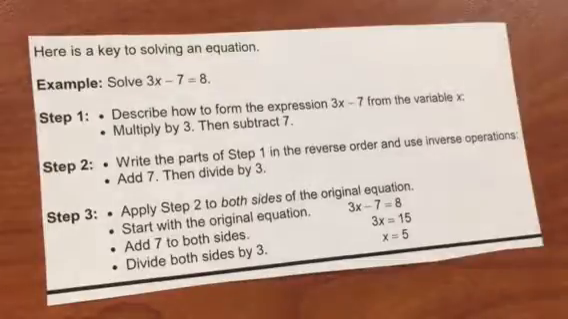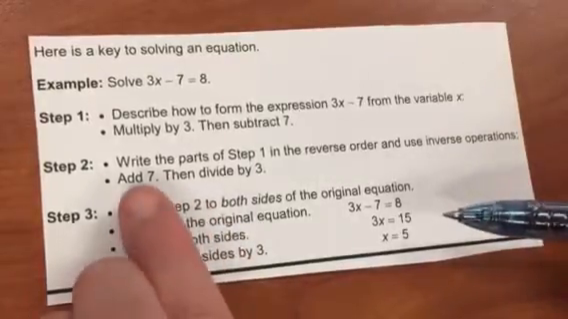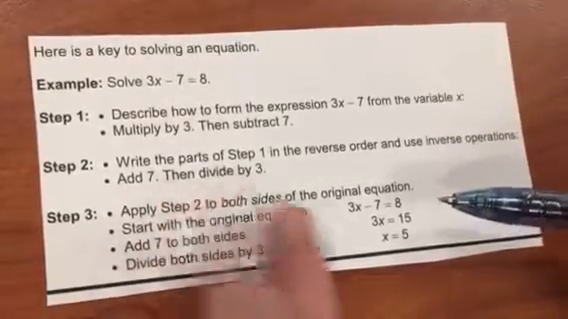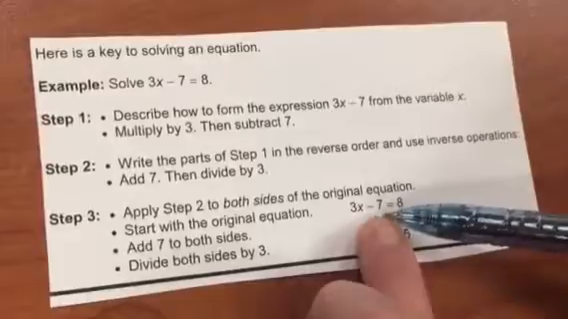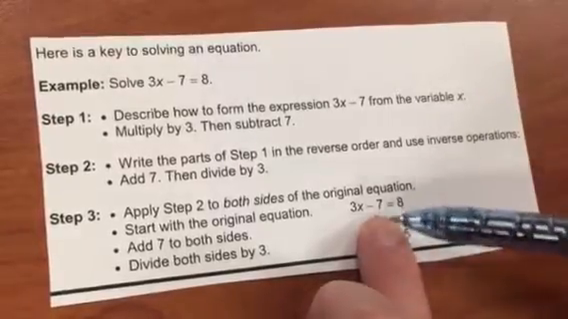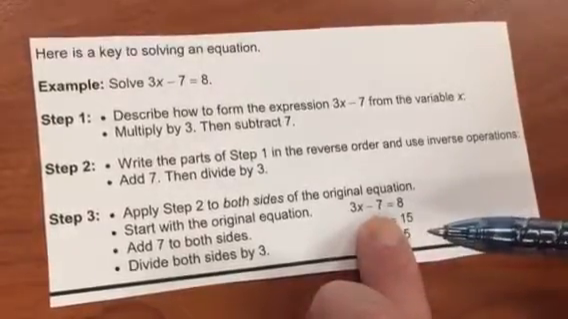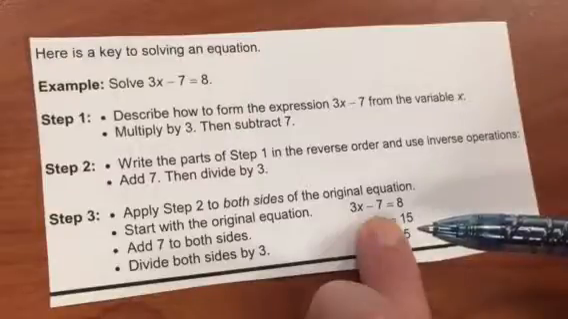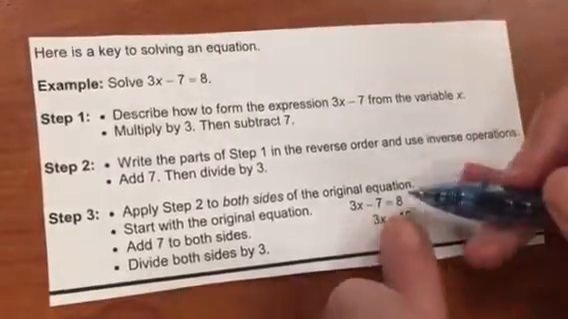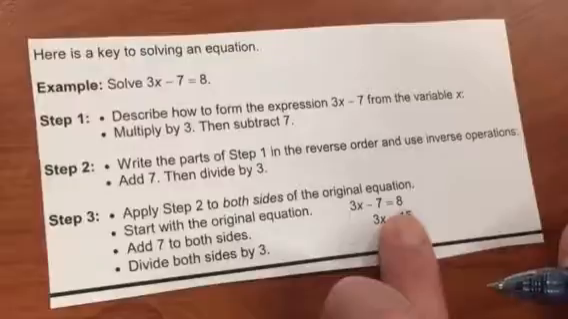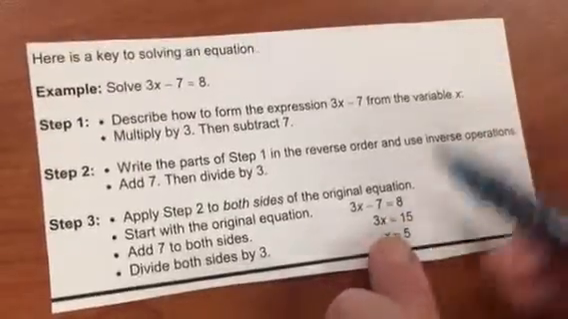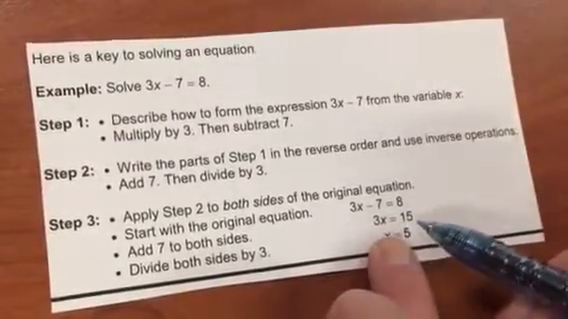Then in step 3, we apply step 2 to both sides of the original equation. So we literally just take this part, add 7, then divide by 3. I'm going to add 7. What is negative 7 plus 7? 0. That canceled that out. So what's 8 plus 7? 15. Now I've got 3x equals 15 left.